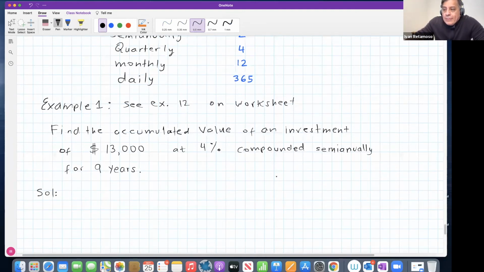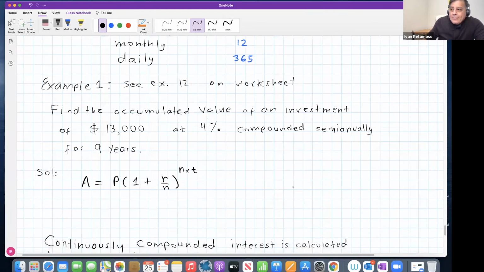Semi-annually means that my N for the formula has to be equal to 2, right? So keep that in mind. So we're going to apply this formula, right? A equals P times 1 plus R divided by N, all raised to N multiplied by T, right? Now, it says that the principal should be this 13,000, right? It's what you invest, right?